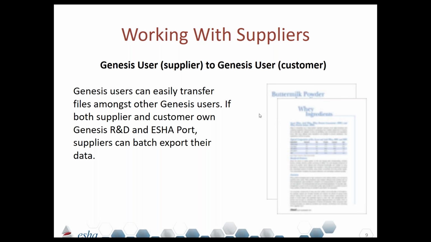We're going to take a look at the movement of data with suppliers, either from a Genesis user to Genesis user standpoint. Genesis users can easily transfer data files amongst other Genesis users. So if an ingredient supplier is using Genesis and their customers that they're selling their ingredients to are also using Genesis, it's very easy, either using the Genesis software itself or using ESHA Port, to be able to move data from the ingredient manufacturer to the food manufacturer or the supplier.